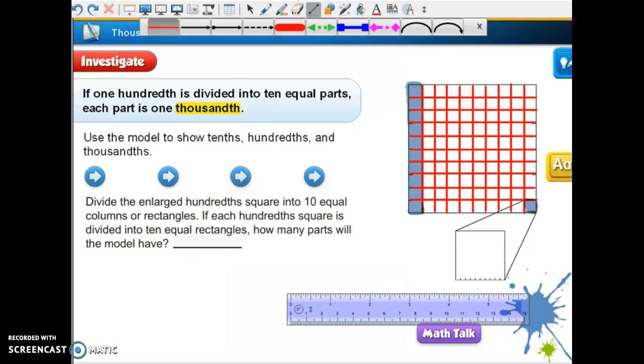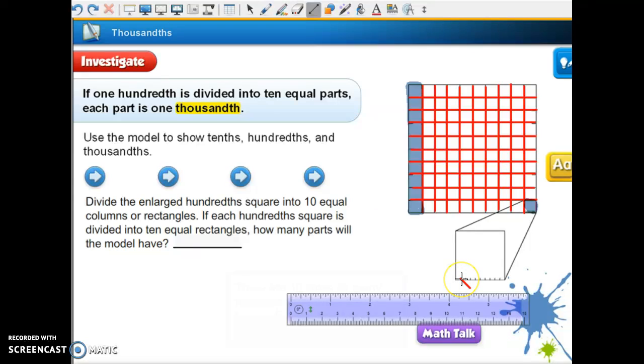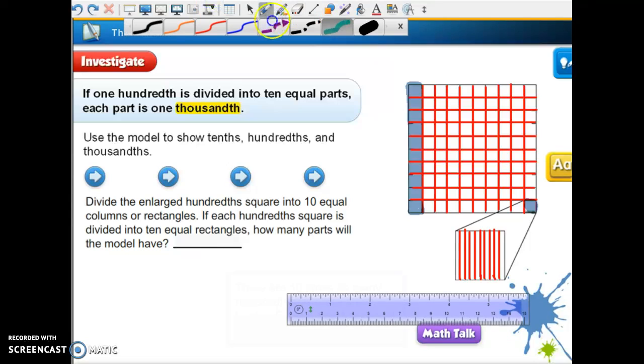Take your ruler and lay it on there, and you're going to divide this into 10 equal parts, like this. So go ahead and work on that. Okay, it says divide the enlarged 100th square into 10 equal columns, which we did. And then it says to use a different color and shade that. I'm having a little trouble getting a different color, so mine's all blue, but you can use a different color. Come down here and shade one of those columns.